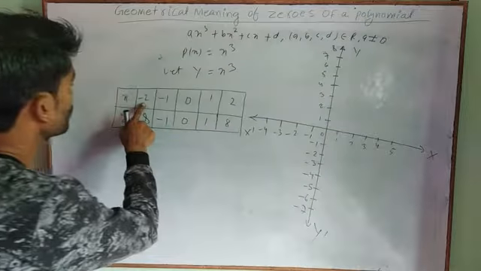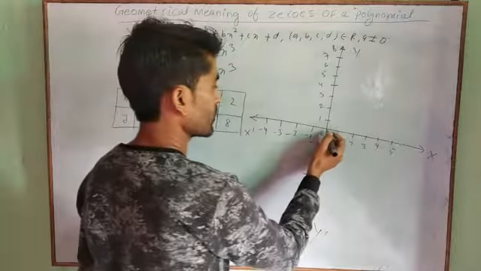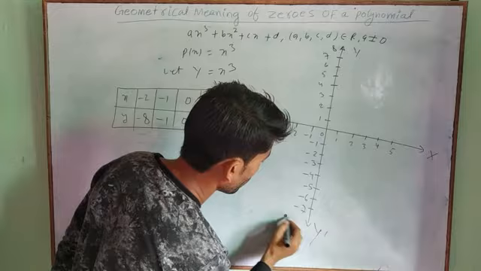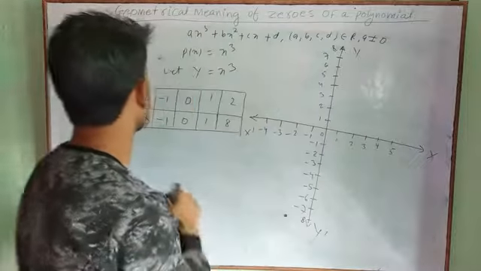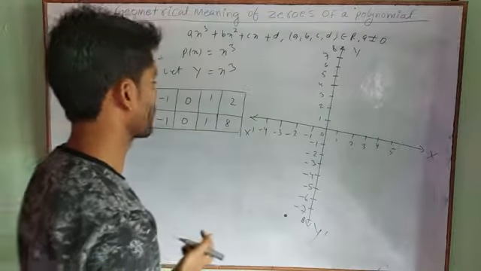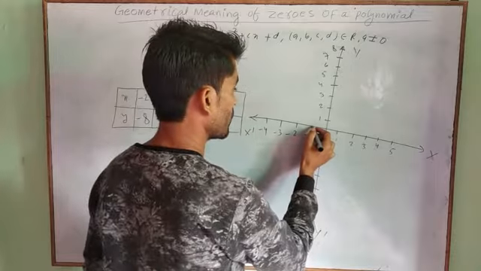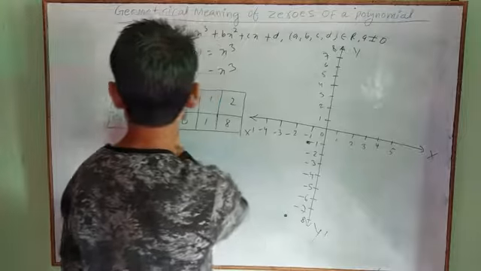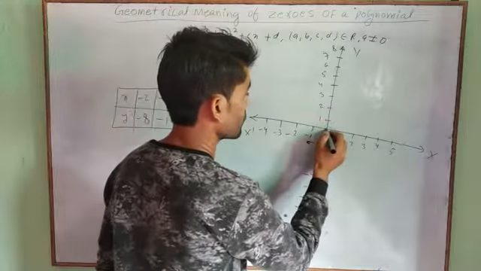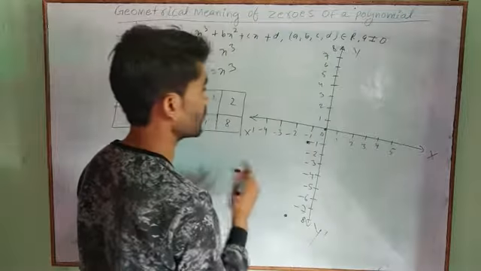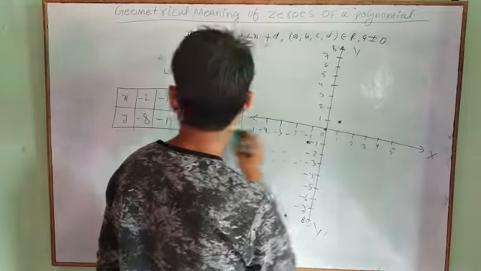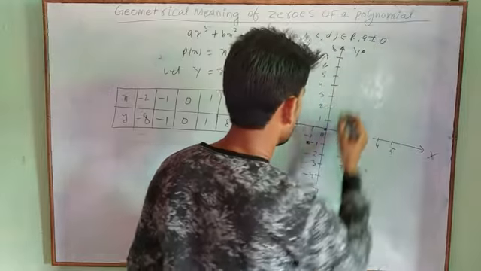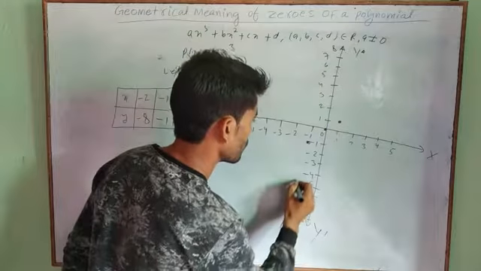x is -2, y is -8. It will come here, right? This is it. Then x is -1, y is -1. It will be here, right? Then x 0, y 0 here. Then x 1, y 1 here. Then x 2, y 8 here. Right? Now let's join these points.